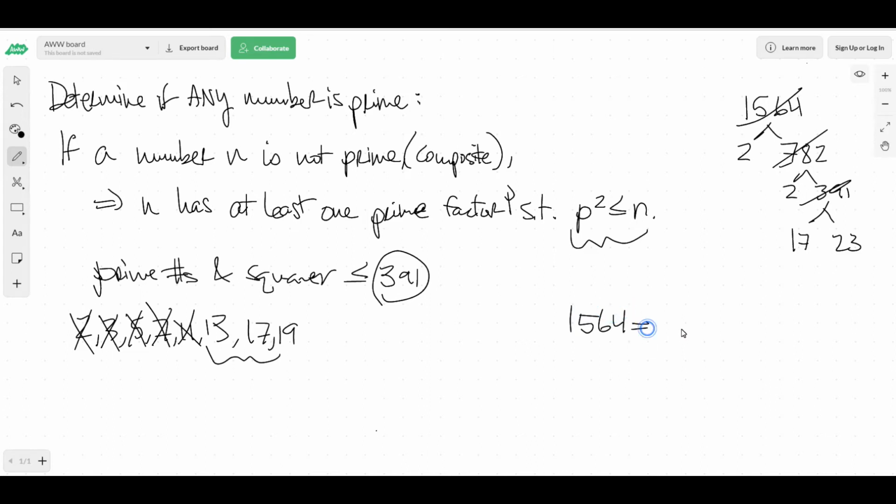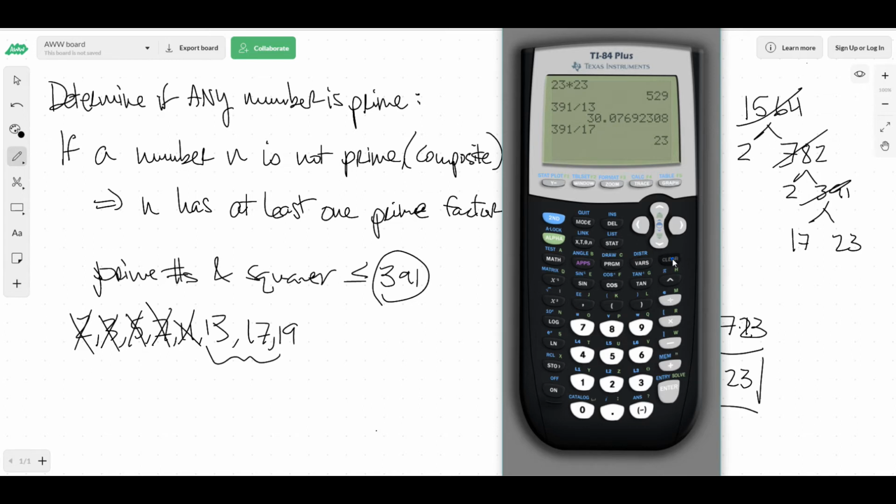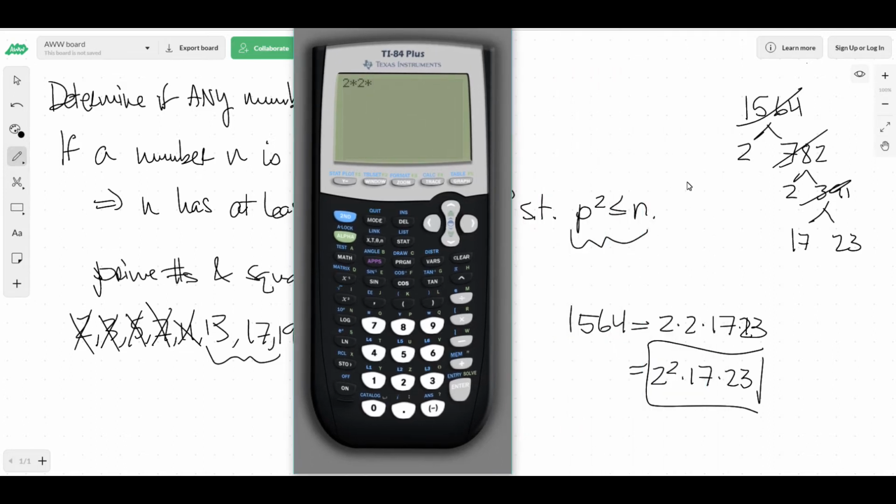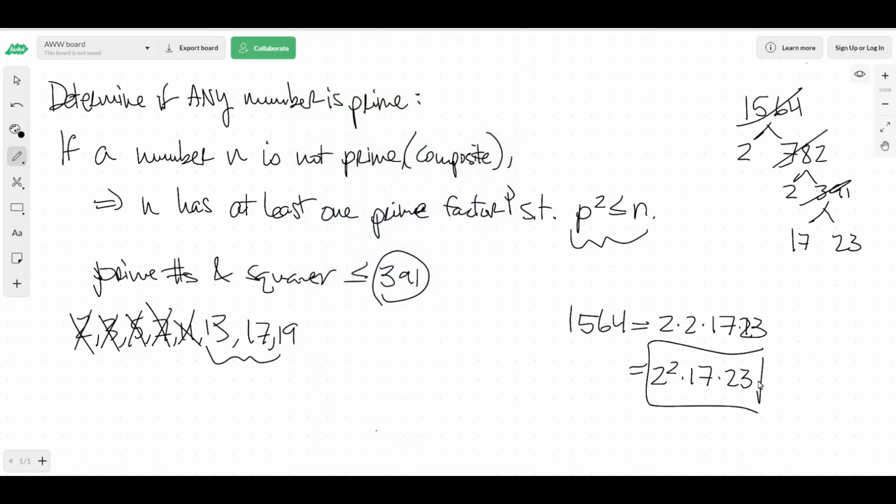So, cross off what has been broken down. 1564, its prime factorization is 2 times 2 times 17 times 13. Oh no, 23. Sorry. I'm going to rewrite that as 2 squared times 17 times 23. And that is my prime factorization. And you know what? I can actually test this out, just to make sure I did it correctly. So I can do 2, I should do squared, but I'm using my keyboard and it doesn't have an up arrow easily accessible. Times 17 times 23. 1564. Did it correctly. Looks good to me.